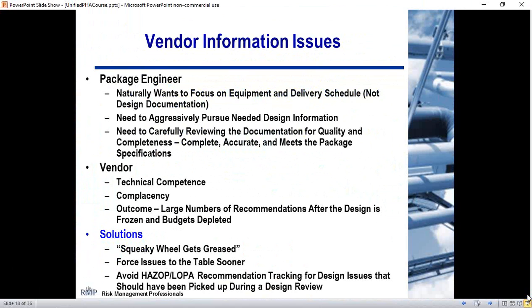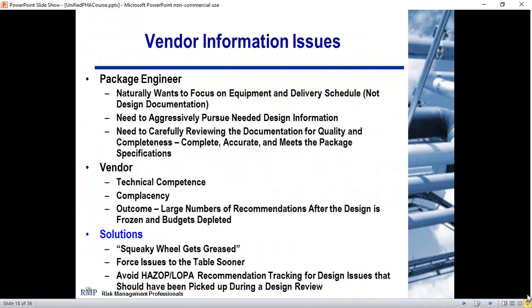Also, even if they get design information, they need to carefully review it for quality and completeness, that it's complete, accurate, and meets the package specifications. In a lot of cases, that need is not clear. That information that the package engineer needs to really assess may not be available. All the more reason why you want to integrate vendor packages into your design HAZOP and LOPA. If you're applying LOPA, we'll talk about LOPA applications in a few minutes. All the more reason why that's important and why the package engineer needs to be part of the team, needs to make sure they get this information from the vendor.